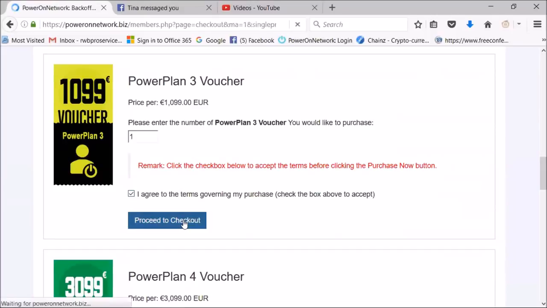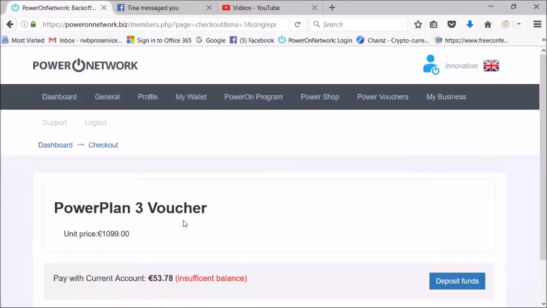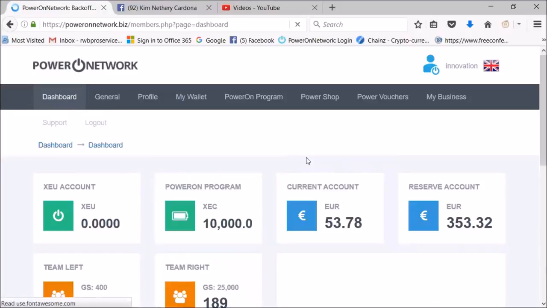And of course, it's going to tell me that I don't have the proper funds. I have insufficient funds, okay? But if you did have enough money in your back dashboard, then you would be able to purchase, okay? So again, before you can purchase a Power Plan voucher, you have to make certain that you have enough money here in your back office in your current account, which again, this is the current account.